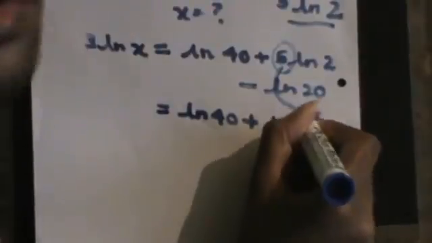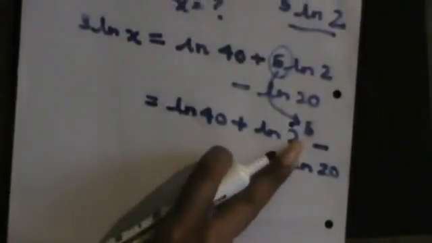So this is also equal to ln 40 plus ln 2 to the power 5, since this 5 now goes here as a power, minus ln 20 is the same. Now I'll solve this, so it's easy. This is ln 40 plus ln 32 minus ln 20. So now you know that this is in the format of ln A plus ln B minus ln C.